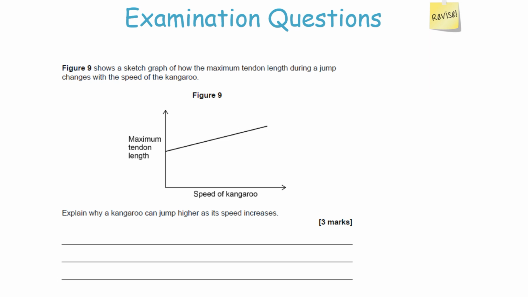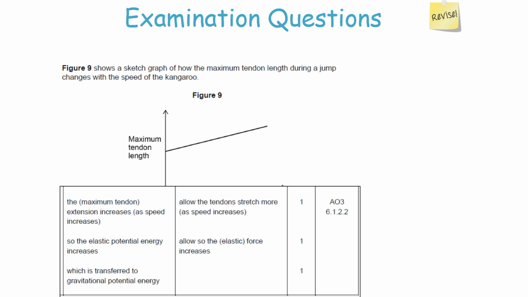Right, it's important to note again that the length of the tendon will stretch as the kangaroo is jumping up, so therefore the tendon is extending. The longer the length of the tendon, the greater the extension. So if an object is extending, what energy store is increasing? Well, the elastic potential energy store is increasing because elastic potential energy is the energy stored due to an object extending. And this energy is then transferred to the gravitational potential energy store, which will allow the kangaroo to jump higher.